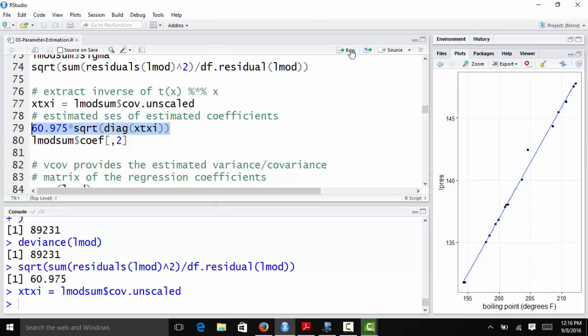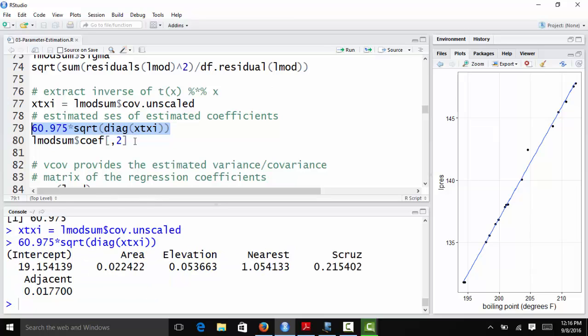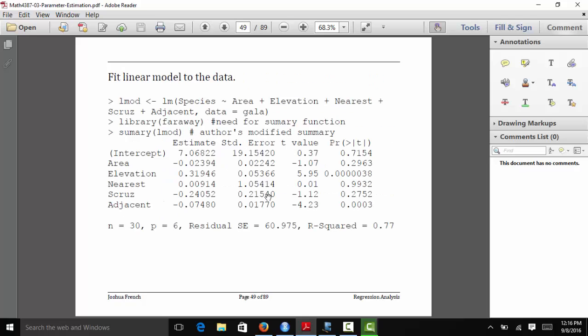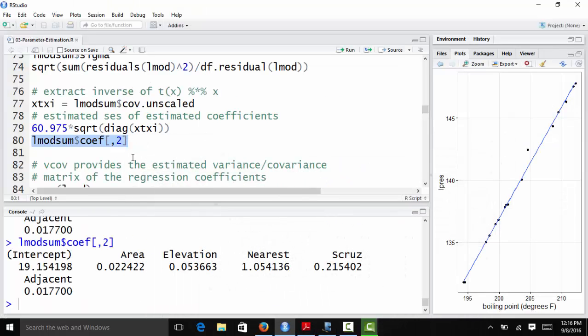And if I just look at the second column of the coefficients object of lmod_sum, I get the standard errors, and you can see they match up exactly. If you're not sure what I'm doing here, I'm trying to extract this column from this matrix. So that's what I was doing when I extracted the second column from the coef object of the lmod_sum object. So these are the estimated standard errors, and we have calculated those manually, right? Pulling out the necessary quantities and calculating them ourselves.